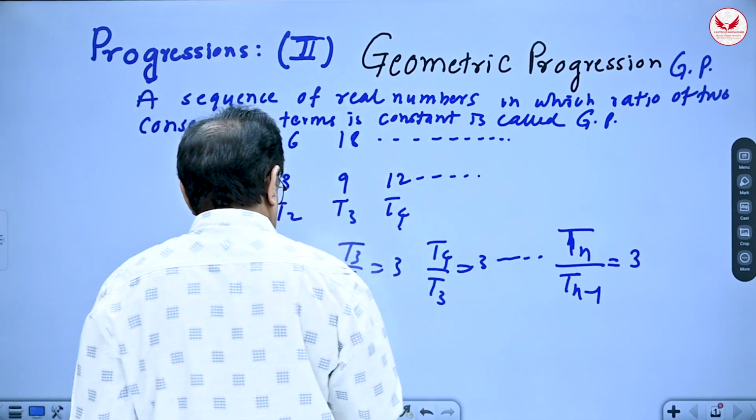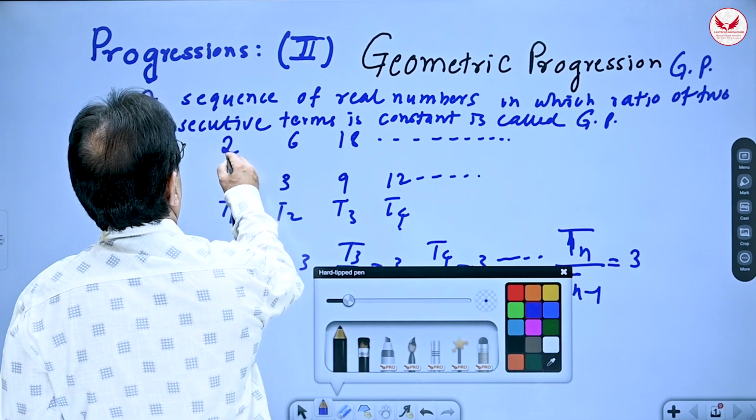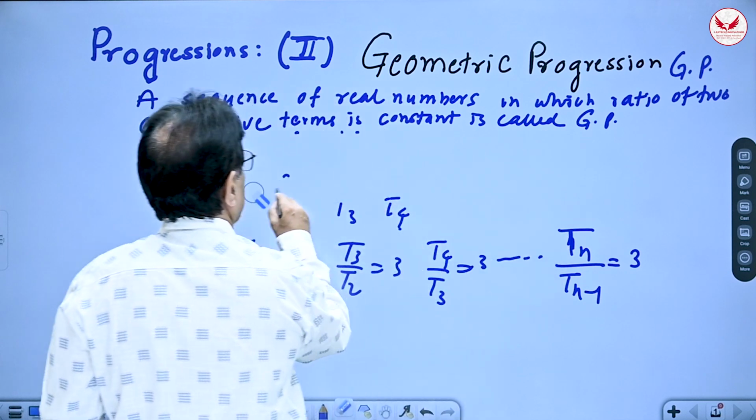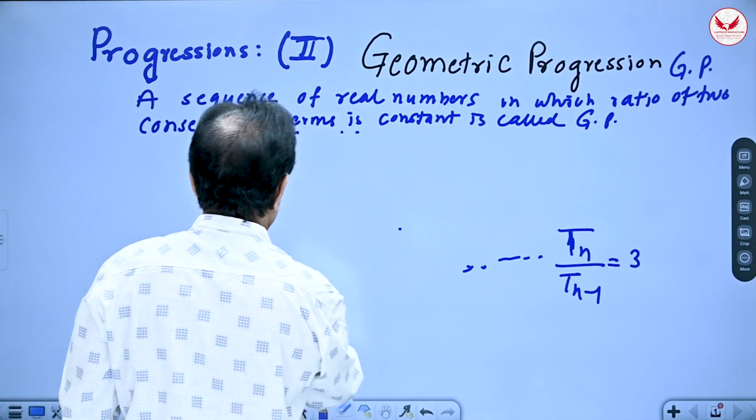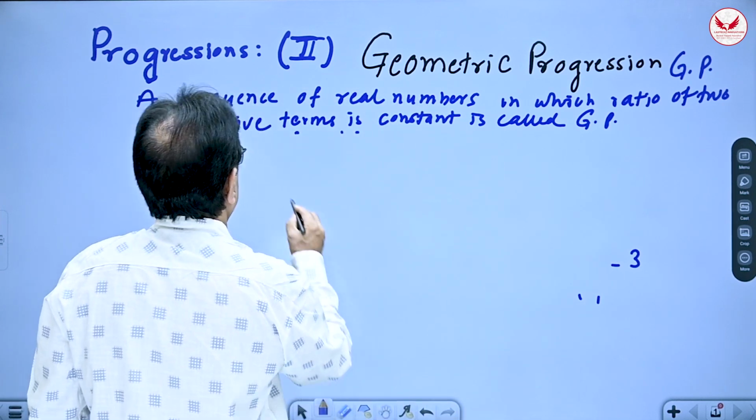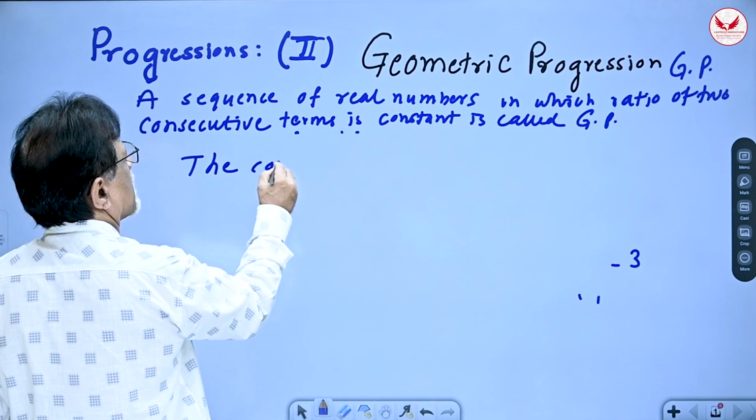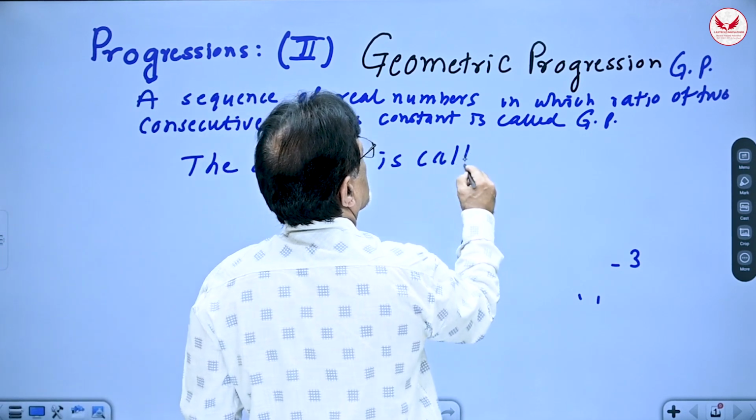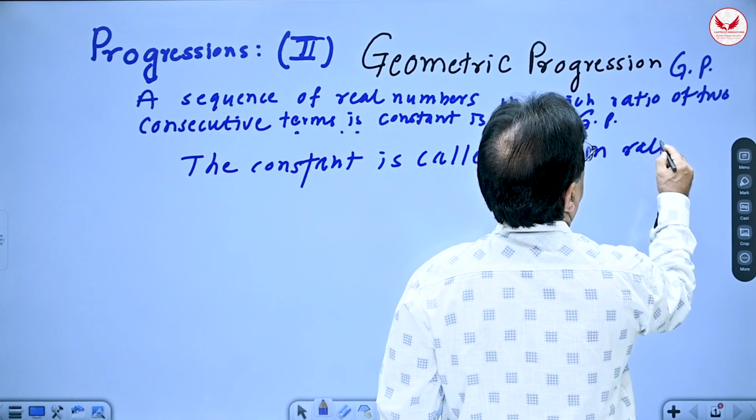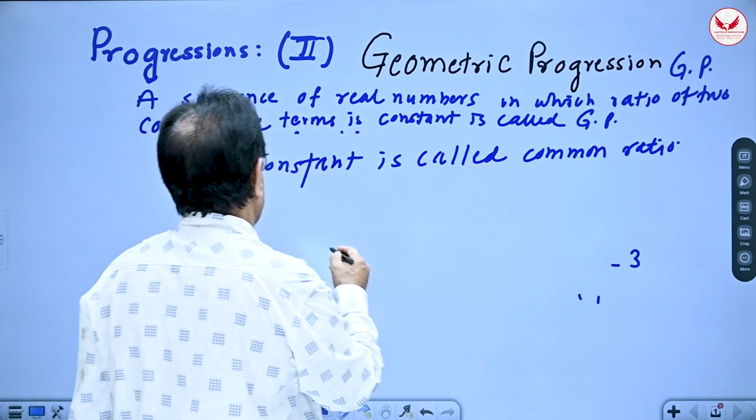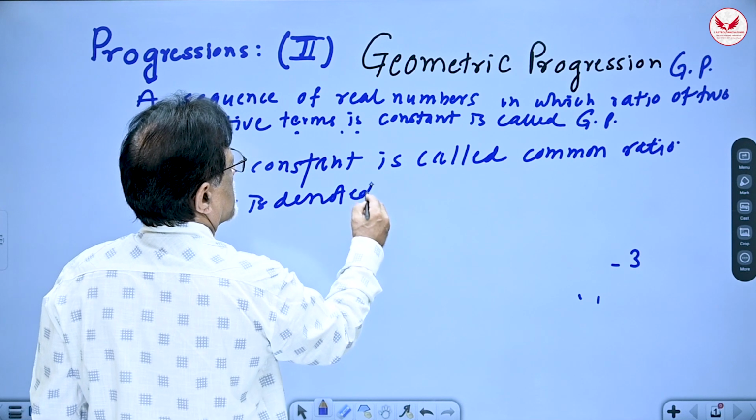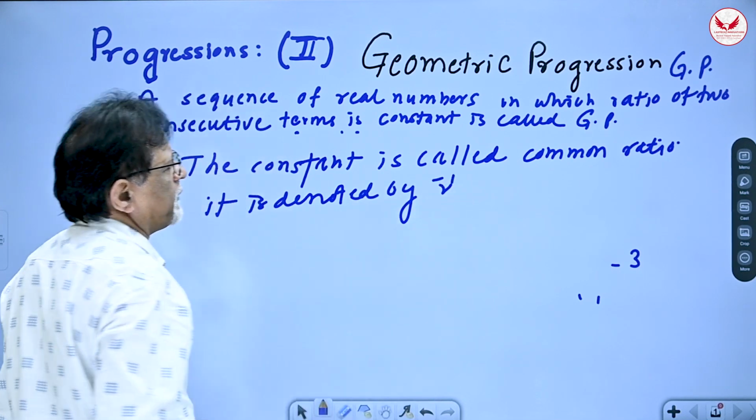Now that constant ratio that we spoke about is called the common ratio, right? So the constant is called the common ratio, and it is denoted by R, a simple letter R.